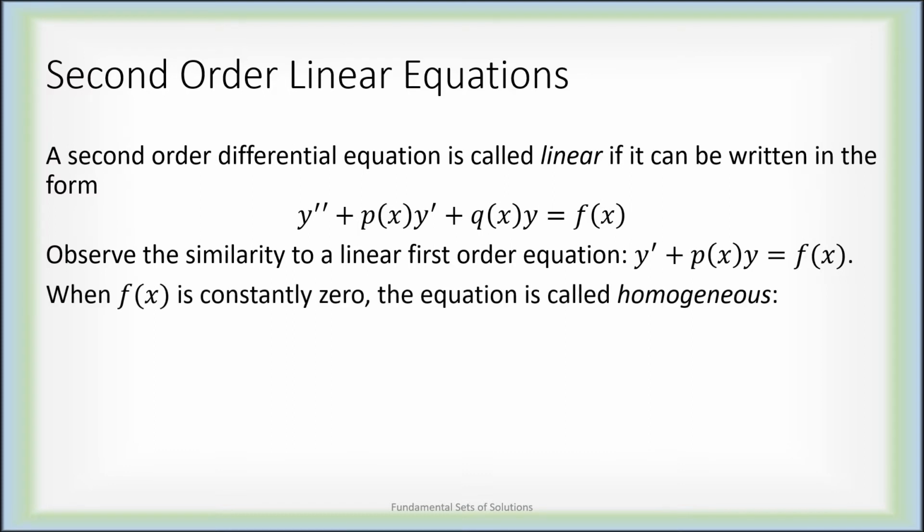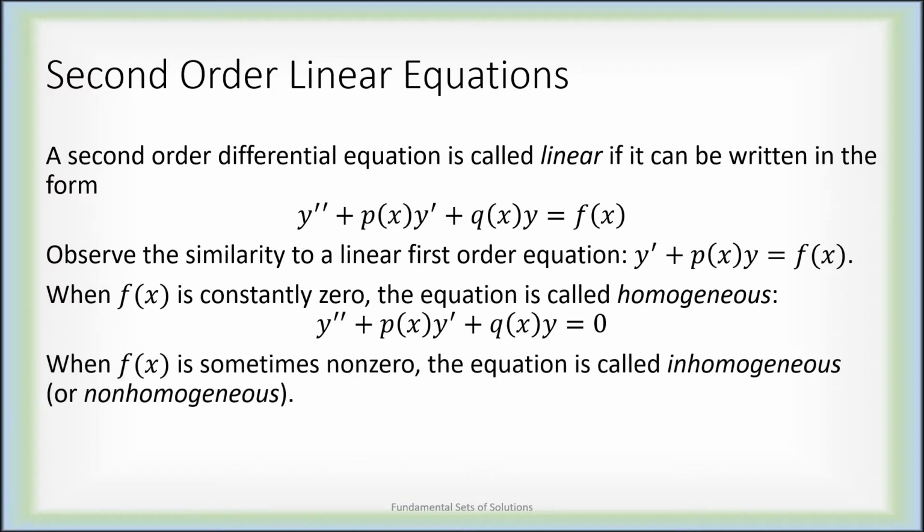If f of x, the forcing function, the function that is not being multiplied by y or y prime, is constantly zero, the equation is called homogeneous. Then we just have y double prime plus p of x y prime plus q of x y equals 0. If that forcing function is sometimes non-zero, it's called inhomogeneous or non-homogeneous.